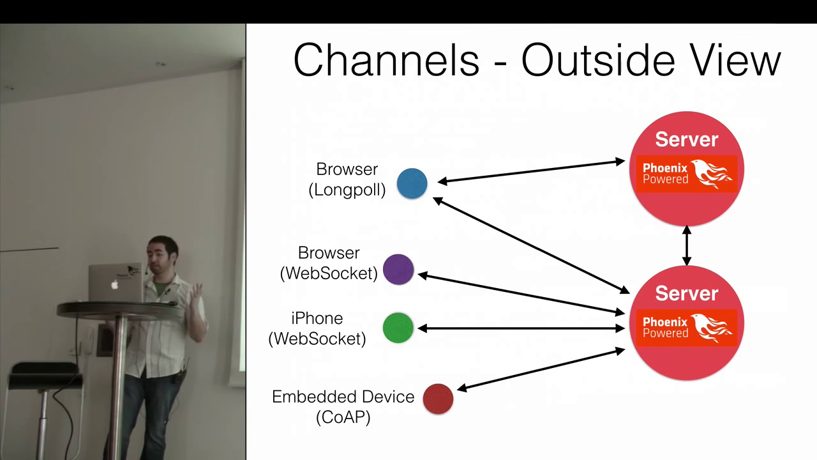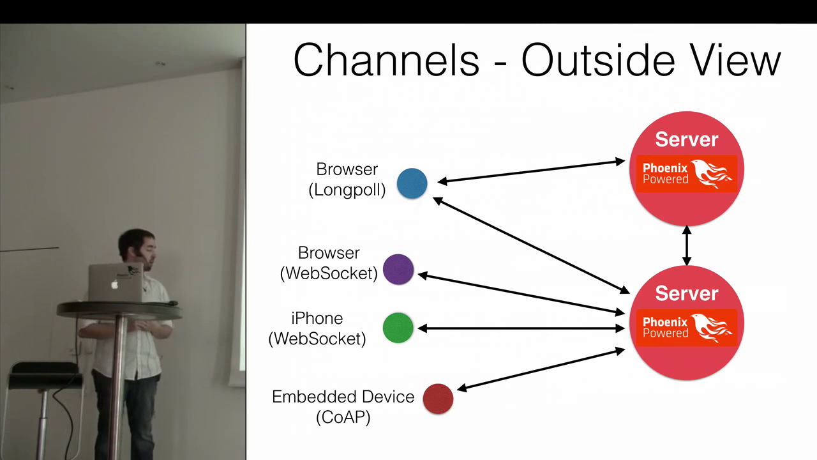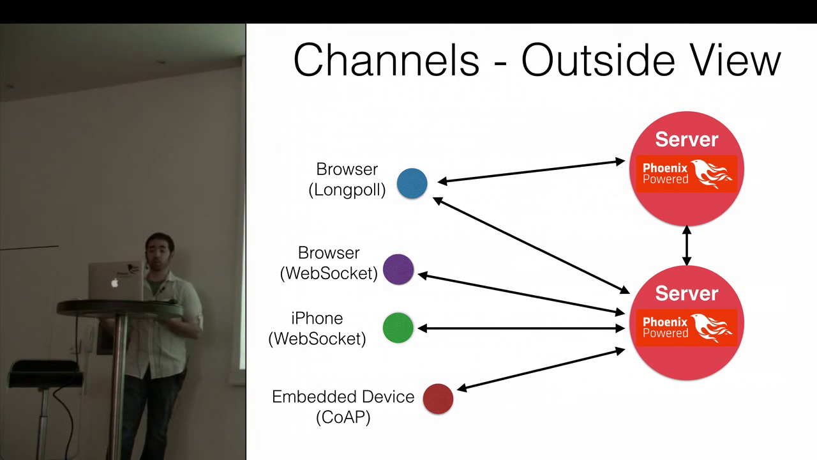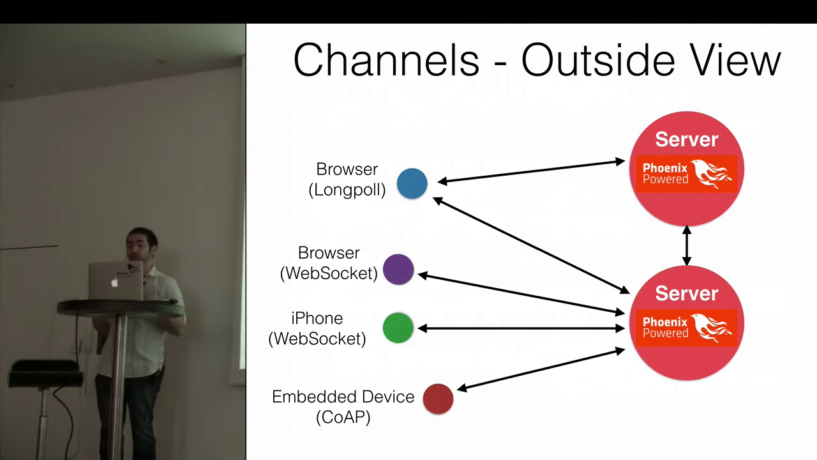So we have this Internet of Things movement. There's a protocol called CoAP, which is nice for embedded devices. A lot of smart devices are using it. So if someone wanted to write a CoAP transport for Phoenix, it would just work, and your channel code on the back end remains the same. You no longer have to worry about how a client is connected. You just worry about how to send messages back and forth.